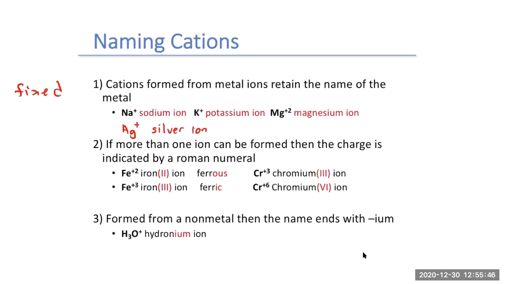There's one other thing. If our cation is a nonmetal, like H3O+, that's what we call a hydronium ion. You add IUM to the end. Another example is NH4+, which is an ammonium ion, which is different than NH3, which it forms from, called ammonia. So you can see how you change the ending from IA to IUM.